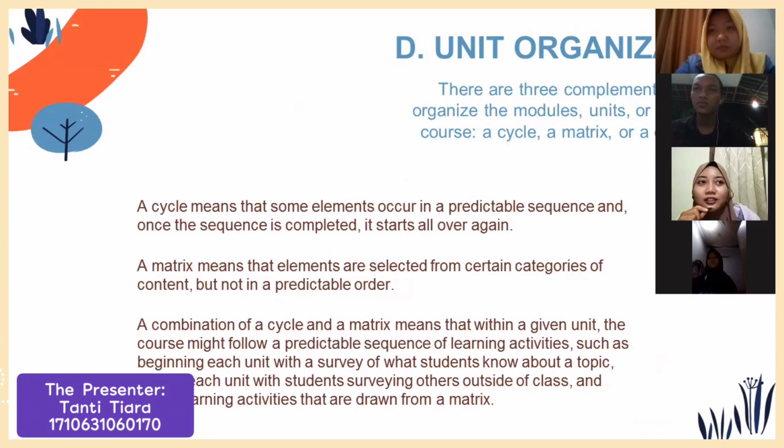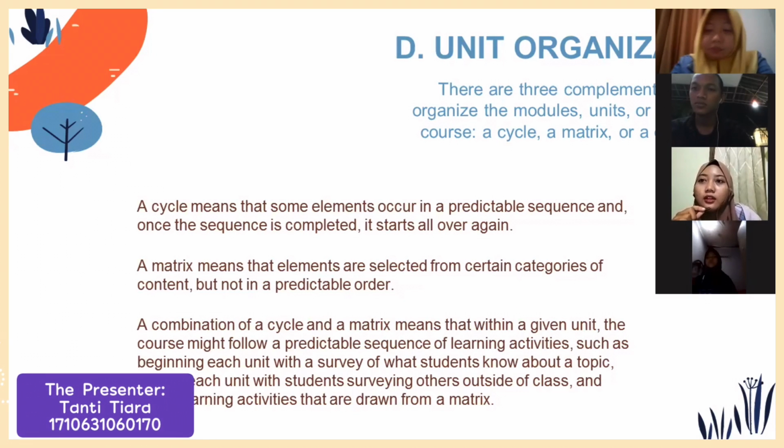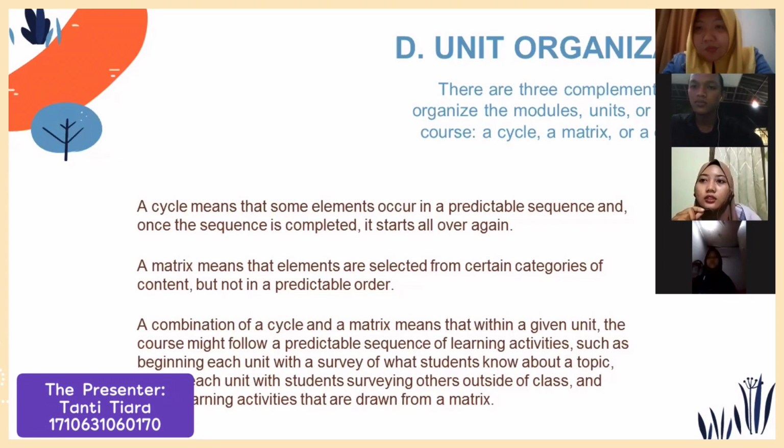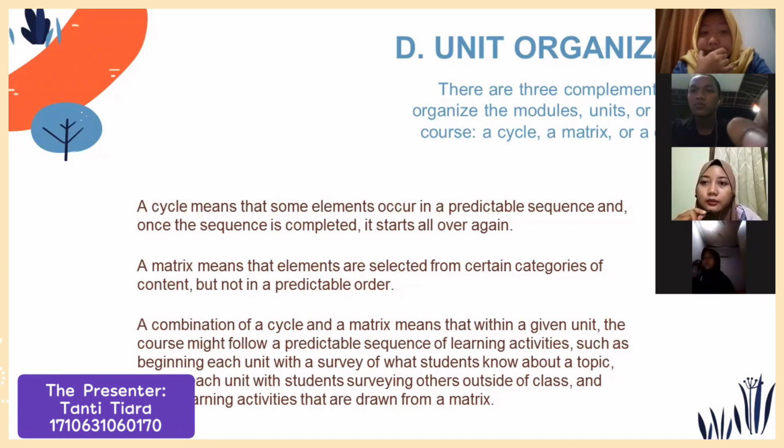Thank you, Tyas. The next material is the unit's organization. There are 3 complementary ways to organize the modules, units, or strands in a course. The first is a cycle. A cycle means that some elements occur in a predictable sequence, and once the sequence is completed, it starts all over again. And the second one is a matrix, which means that elements are selected from certain categories of content, but not in a predictable order. And the last one is a combination of cycle and matrix.